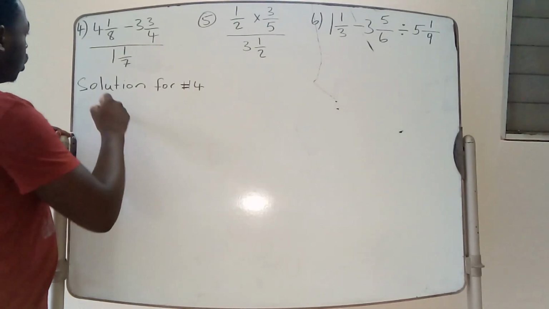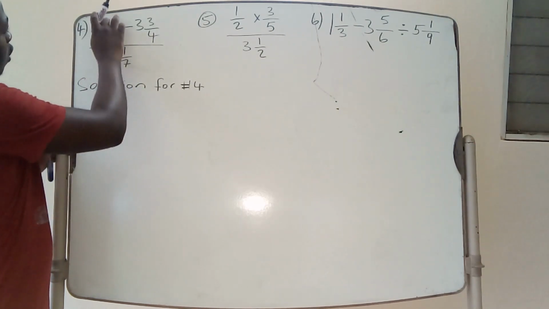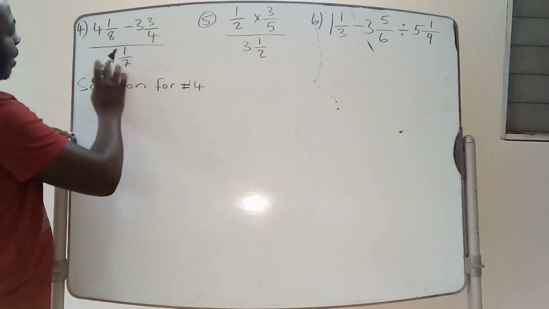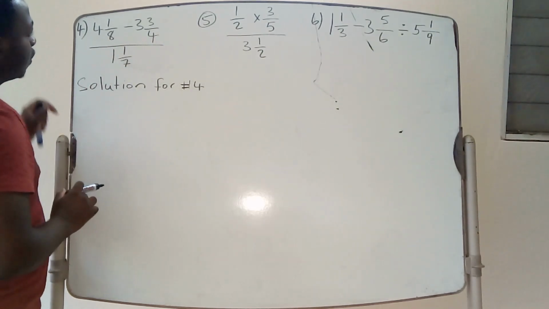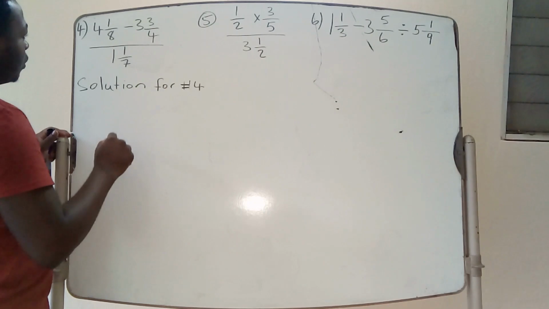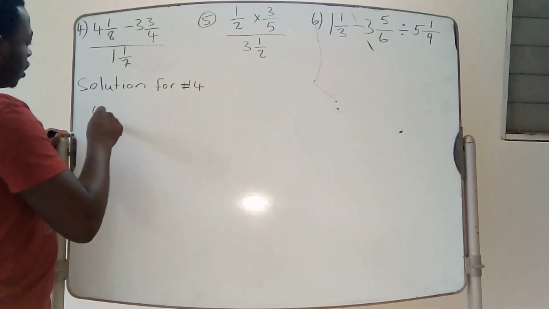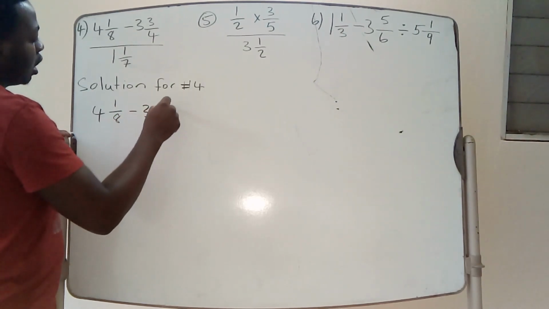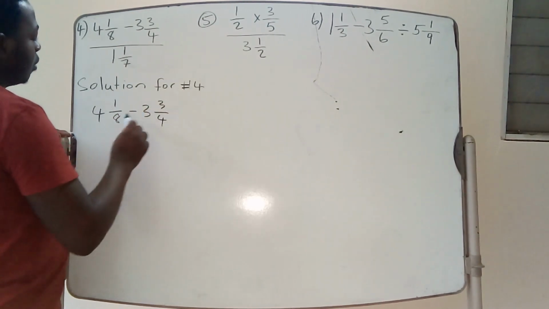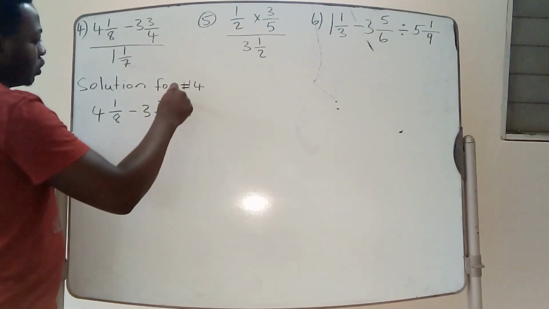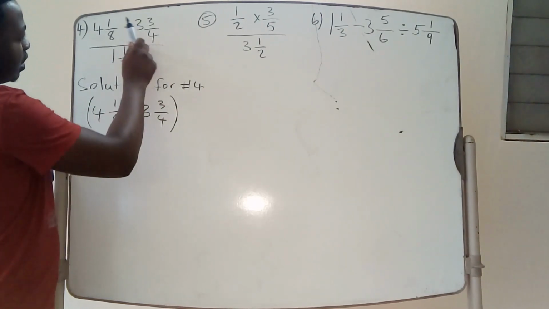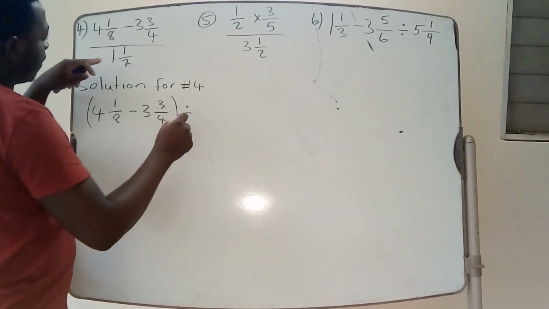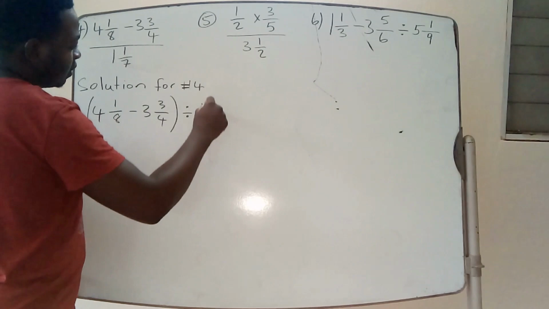Now to number 4, we have 4 and 1/8 minus 3 and 3/4, all divided by 1 and 1/7. First thing I'm going to do is to rewrite my problem. So this is going to be 4 and 1/8 minus 3 and 3/4. And because this is the numerator, I'm going to put it in a bracket, put this division sign at the side, divide by 1 and 1/7.